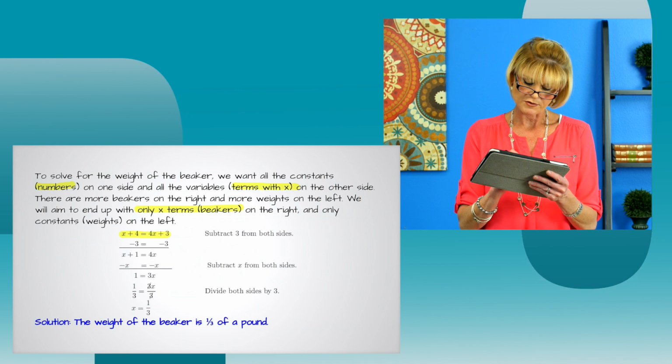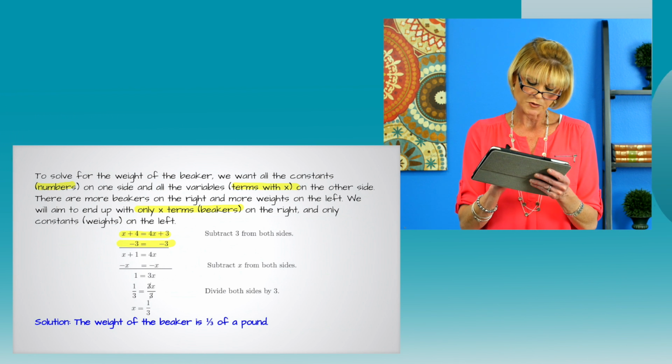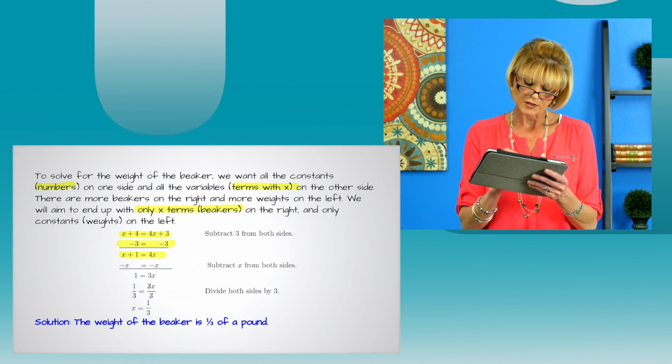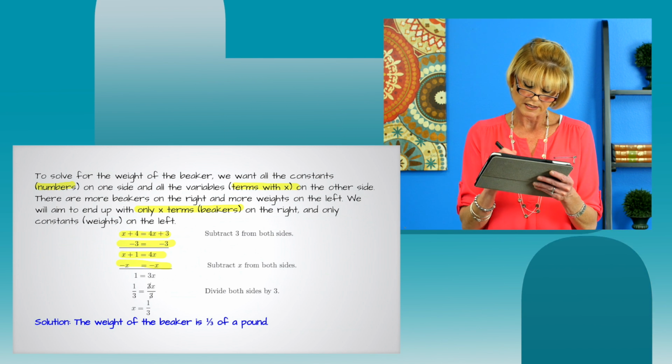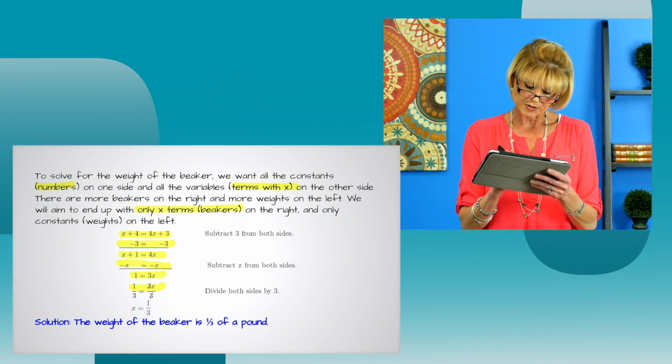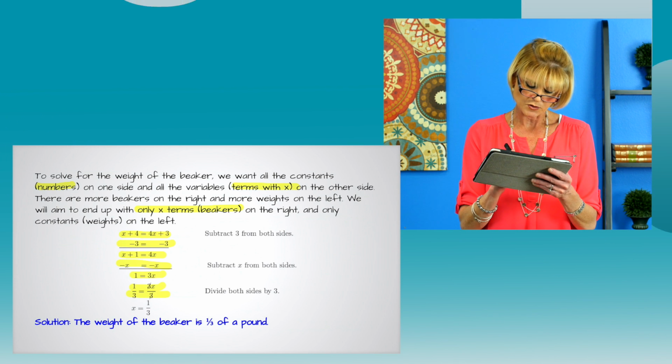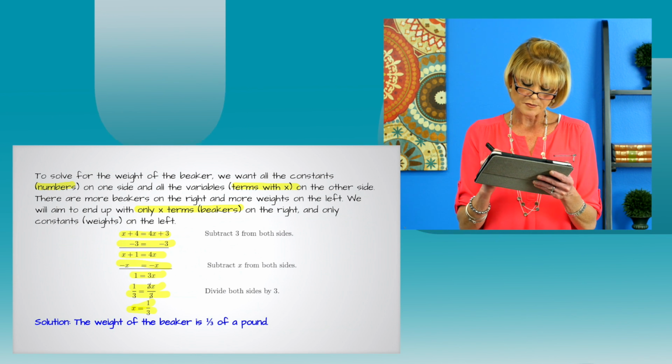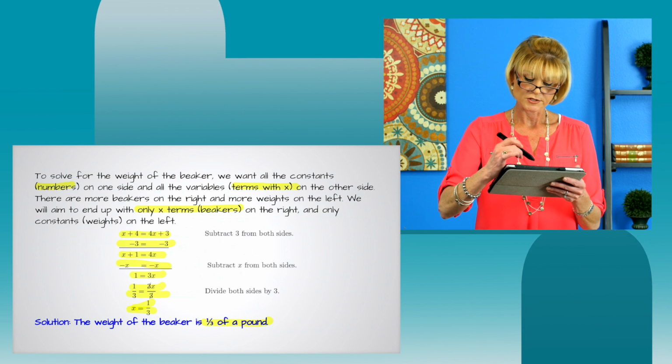We're going to subtract 3 from both sides. We get x plus 1 equals 4x. Now we'll subtract x from both sides. We get 1 equals 3x. Next, we will divide both sides by 3, and we get x equals 1/3. So the weight of the beaker is 1/3 of a pound.